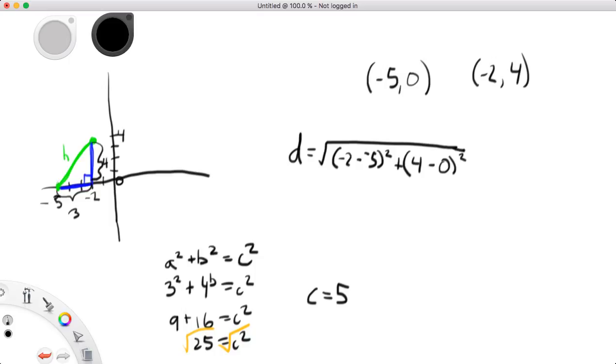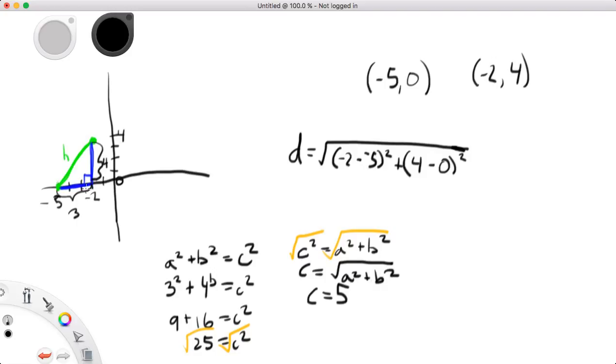Now, if I were to use the distance formula in order to solve this, I would say that the distance equals the square root of x sub 2 minus x sub 1 squared. Here's my x sub 2, here's my x sub 1, so -2 minus -5 squared, plus y sub 2 minus y sub 1 squared. There's y sub 2, 4, minus y sub 1 squared. So what does that tell me?